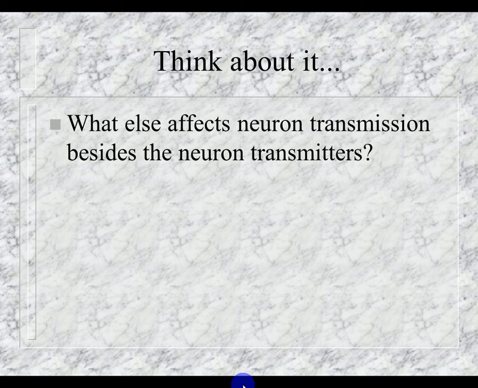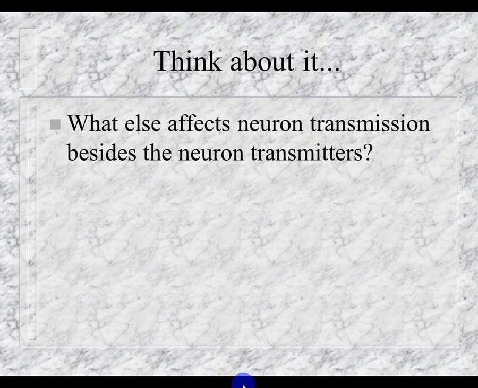The strength of the impulse. And part of that's based upon age, because as you get older, acetylcholine just doesn't do what it used to do in the time that it used to do it. A lack of oxygen could also affect neuron transmitters, like anesthesia.